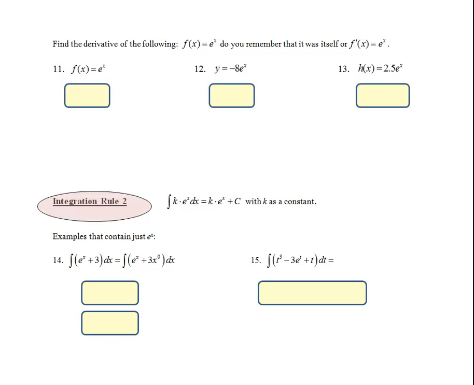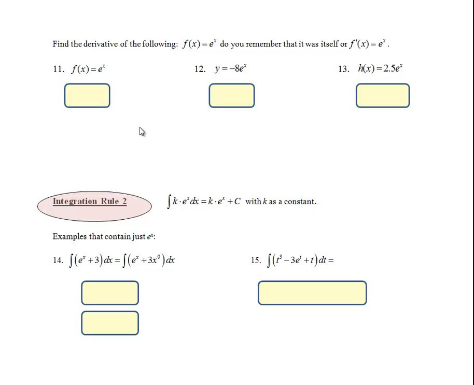Now we need to look at integration rule 2. In this particular rule, we are checking or refreshing ourselves about e to the x. And the very first statement up here, I need to know. Remember, when you have f of x equals e to the x, that is its own derivative. So f prime of x is equal to e to the x. We need to know that in order to figure out how to do the integration rule.